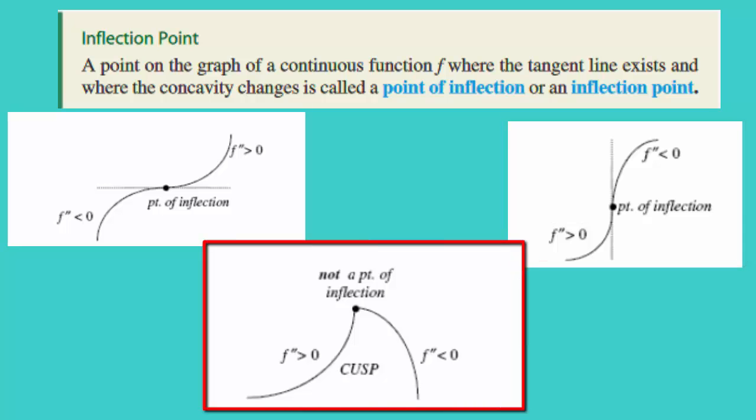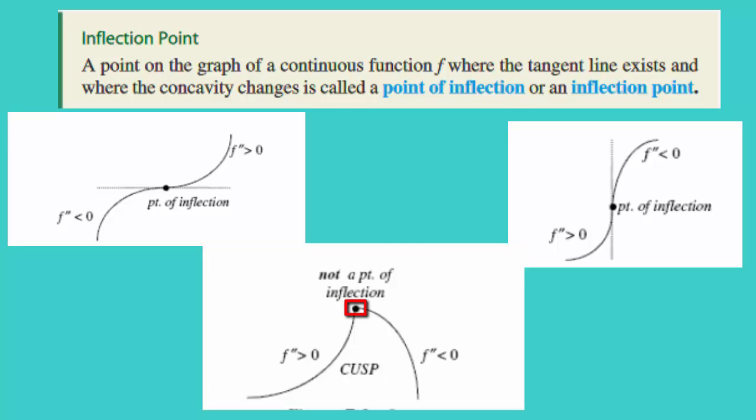However, in the third example, we do have concavity changing, but we cannot have a tangent line at that point. It's called a cusp or a corner. And at that point, the first derivative does not exist. Remember, the first derivative gives us those tangent lines at those points. So, no point of inflection.